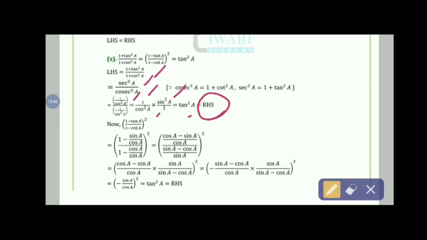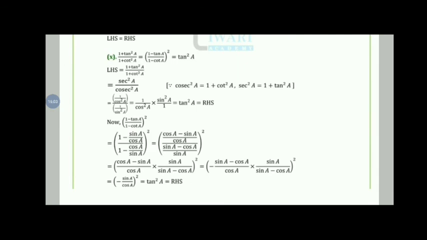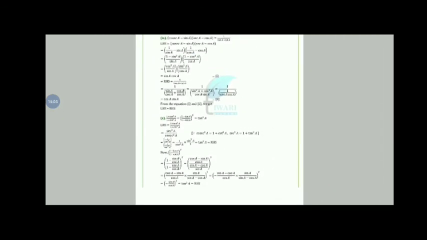Then if we see this (1 minus tan a) over (1 minus cot a) whole square, we convert them into sin and cos, so 1 minus sin a over cos a, over 1 minus cos a over sin a, whole square. Then (cos a minus sin a) over cos a, upon (sin a minus cos a) over sin a, whole square. On solving this we are getting the result as (minus sin a over cos a) whole square, that is again tan square a, which is equal to the RHS. So with this we come to the end of this exercise as well as the chapter. So thank you very much.